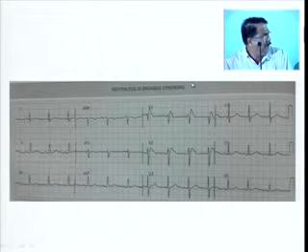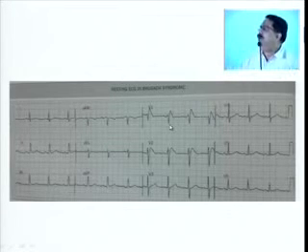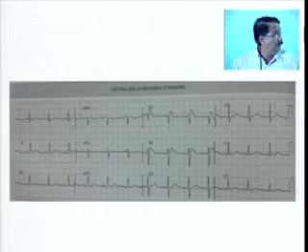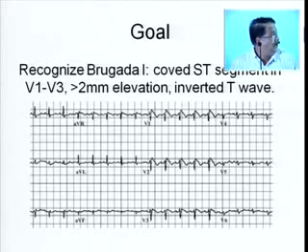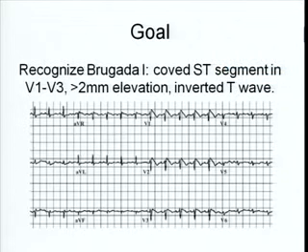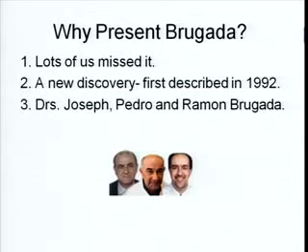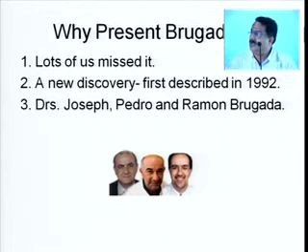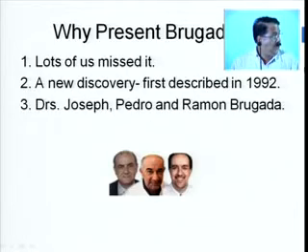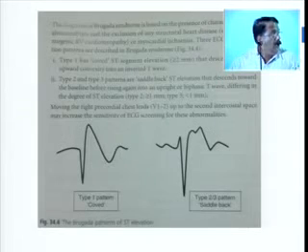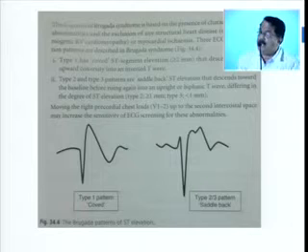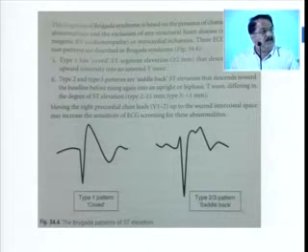This is a very peculiar RBBB. Peculiar. You can see here, this is what is called Brugada syndrome. Brugada. They are the three brothers who in 1991 diagnosed this condition, which was published in 1992, and it goes by their name, three brothers who are cardiologists.